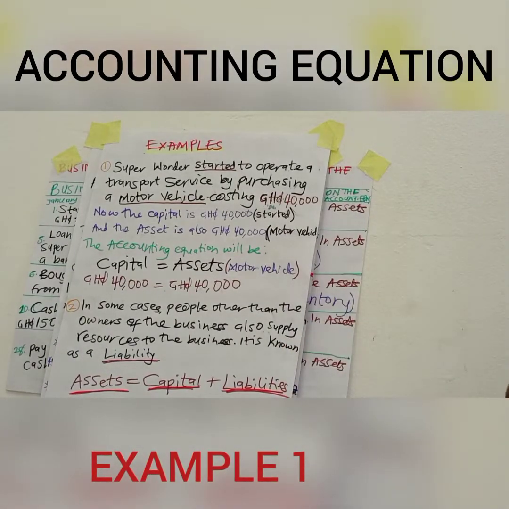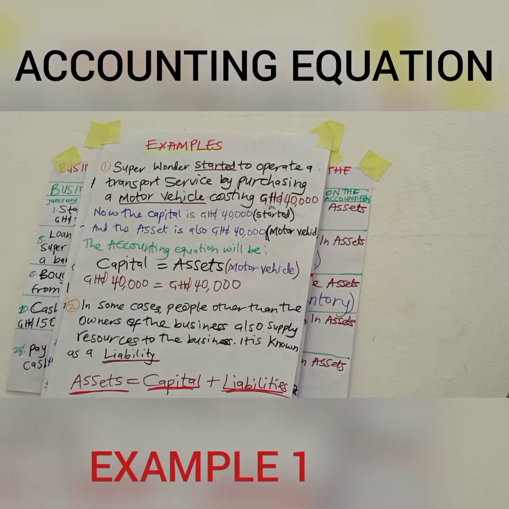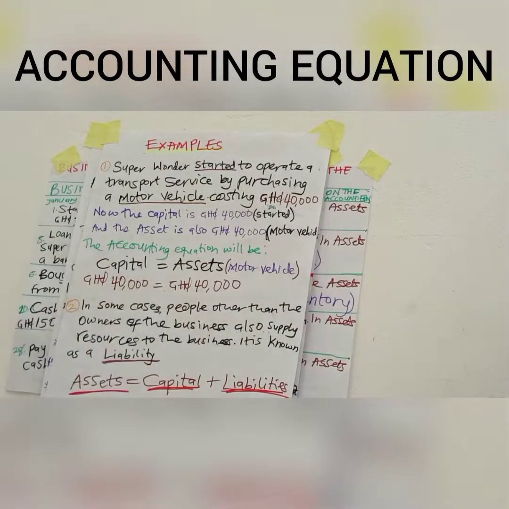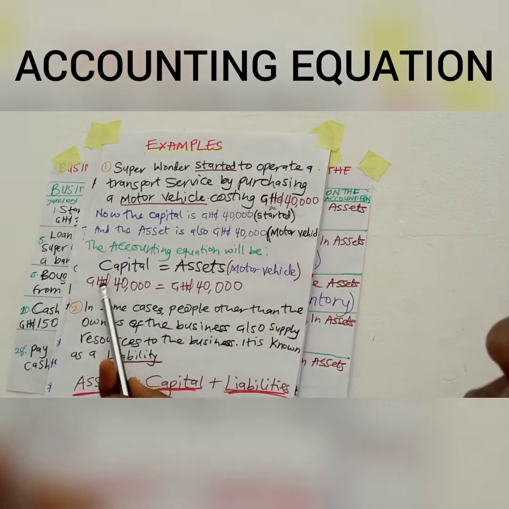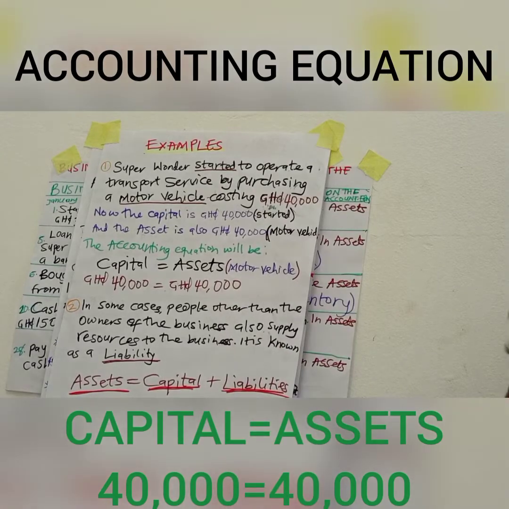So Super Wonder started to operate a transport business by purchasing a motor vehicle costing 40,000. He used his money to purchase the motor vehicle. So the money he used is what? Equity. And then the motor vehicle he purchased will be called an asset. That is an example of an asset. So the equity will be his own money he brought, and then the one he purchased is what? Asset. So the accounting equation will now be the capital of 40,000 equal to the asset of 40,000, that is the motor vehicle.